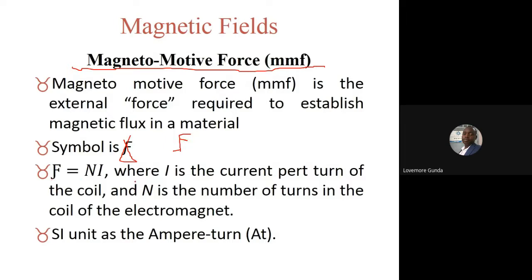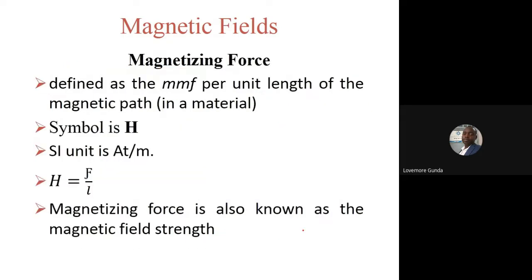F is equal to NI, meaning if you have a certain number of coils wound around a material, let's say N, and the current flowing through it is I, then the MMF becomes the product of the number of turns times the current, measured in ampere turns. Some books will write just amperes, since turns do not have a unit. But for us, let's say they're measured in ampere turns.